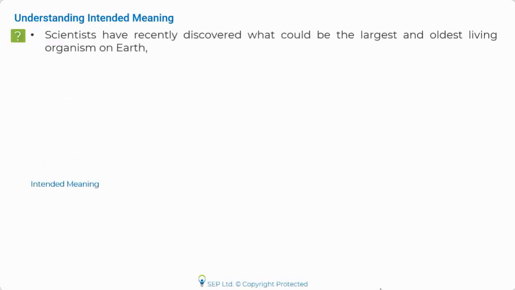Scientists have recently discovered something, okay? So here I have my subject, scientists. I have discovered, which is my verb, and the subject-verb pair agrees logically. What have they discovered? What could be, so there is a possibility, the largest and oldest living organism on Earth. Now, if I really look at this whole thing, this is an independent clause, right? The entire thing could be written separately as a complete sentence.